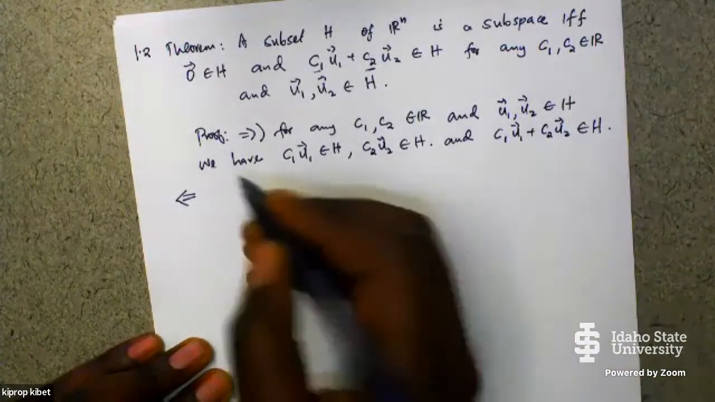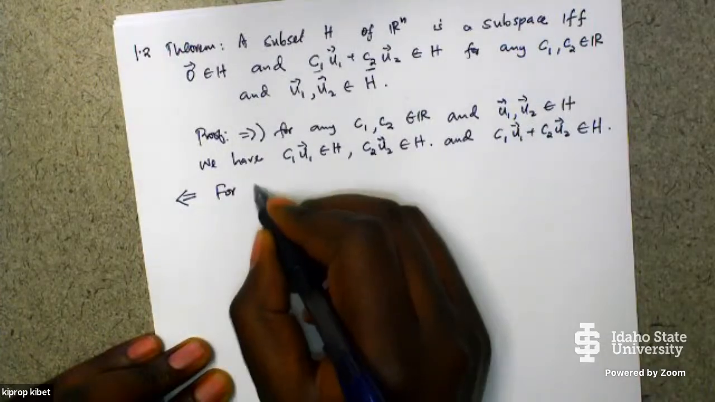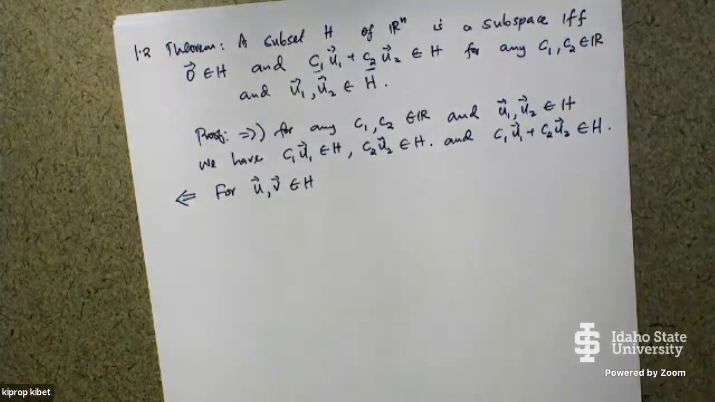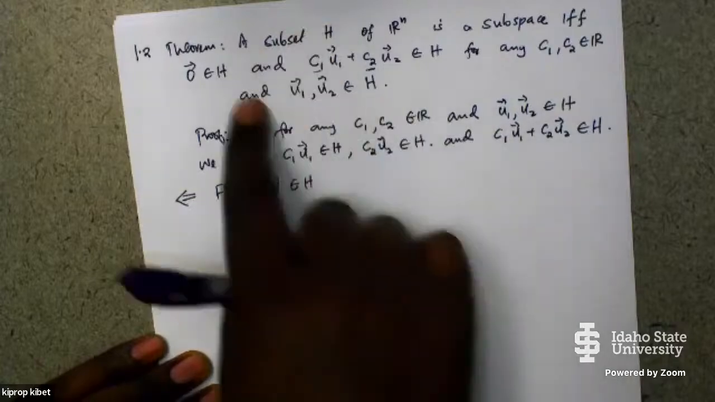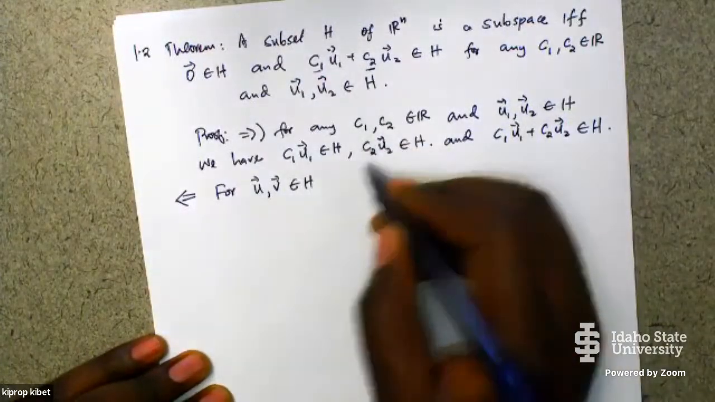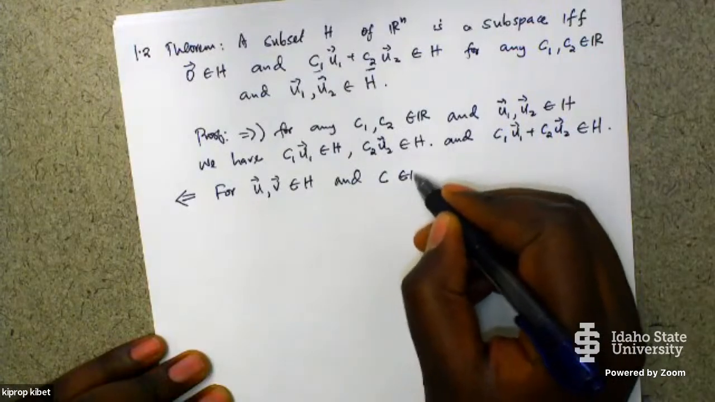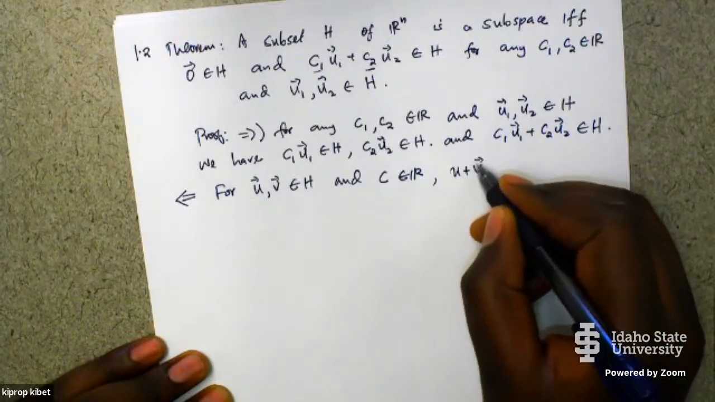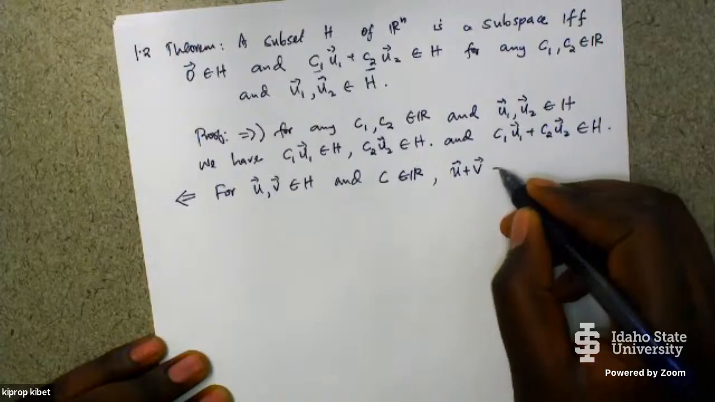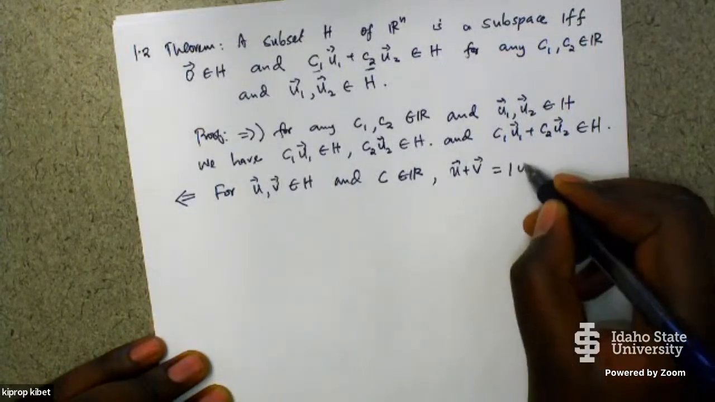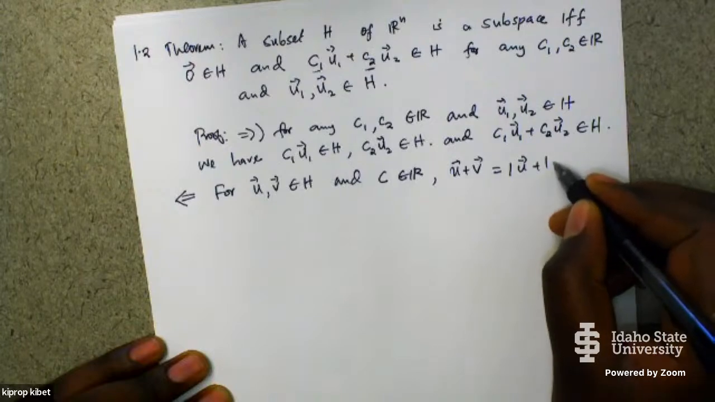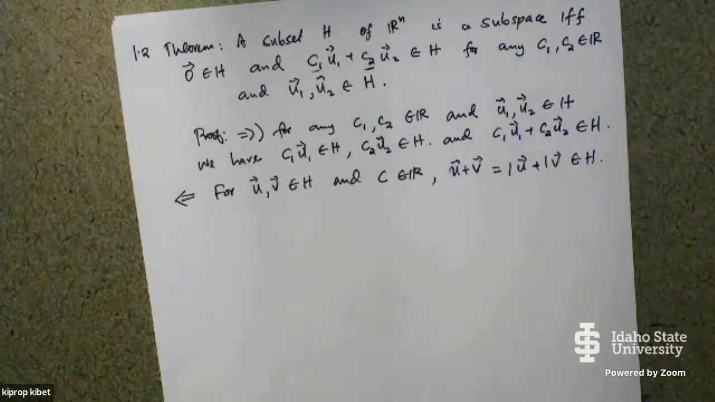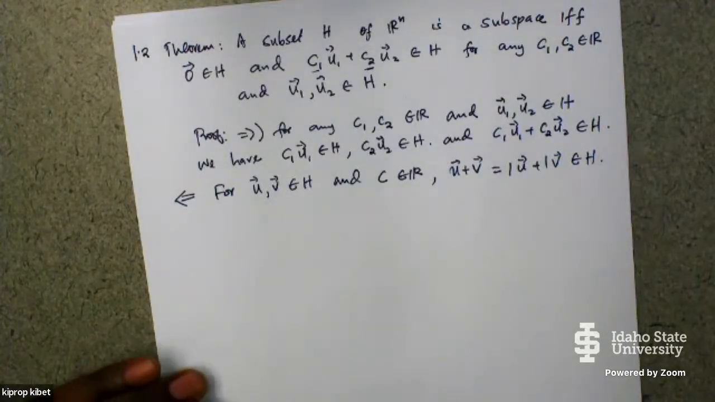Backward direction. For u and v to be elements of H. So we are going now back. Then, and also c is an element of real number. Then u plus v equals 1u plus 1v, and also these are elements of H. So they're in H, so 1 and 1 are the constants.